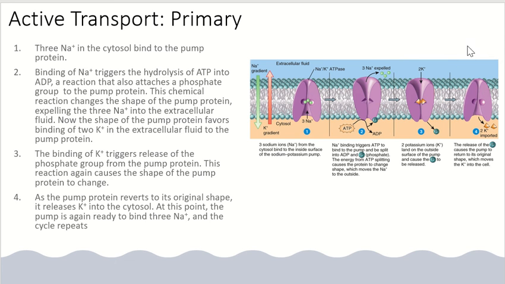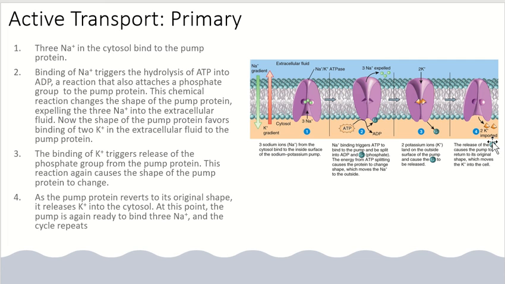Now the shape of our pump protein is going to favor the binding of 2 potassium ions. These are going to come from our extracellular fluid into the pump, and they're going to bind to the pump protein. The binding of our potassium ions is going to trigger the release of that phosphate group. So we're kicking off our phosphate group, and once that phosphate group has left our pump protein, this is going to cause our pump protein to change shape back to its original form, where it's going to spit out those potassium ions into the cell, or into the cytosol.